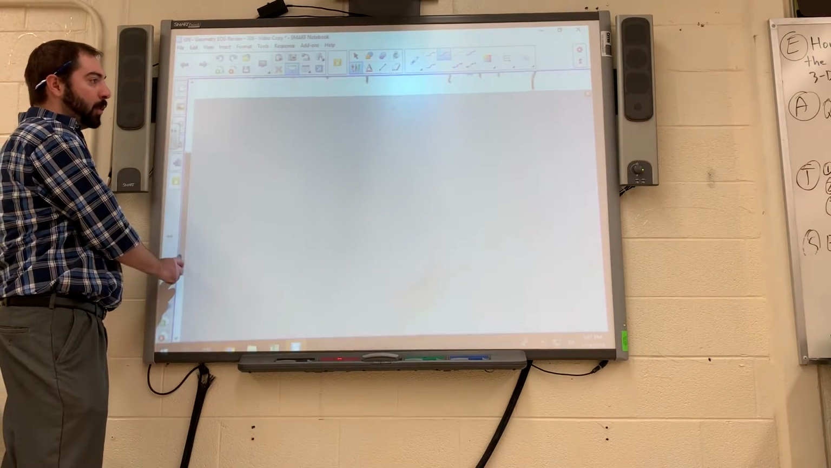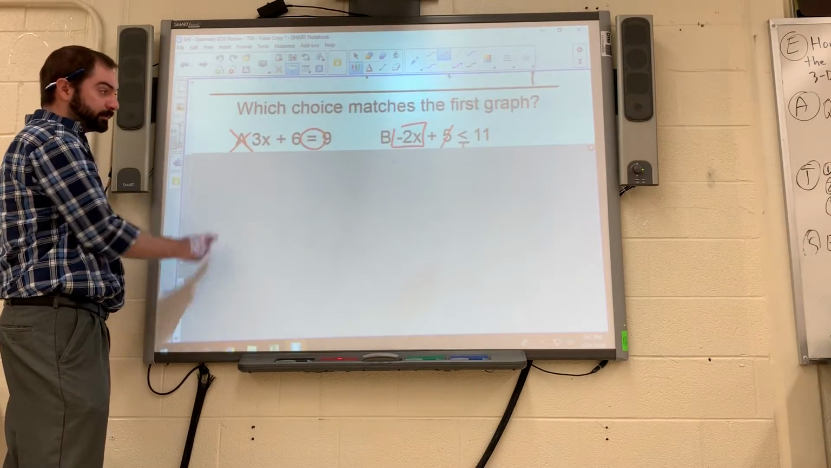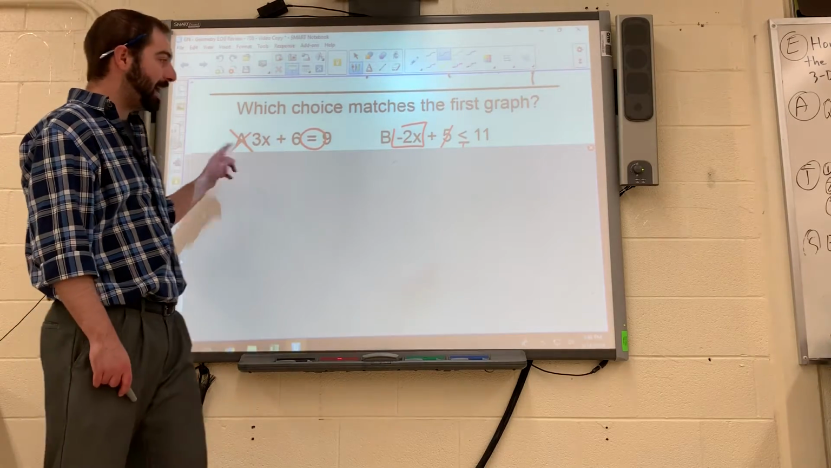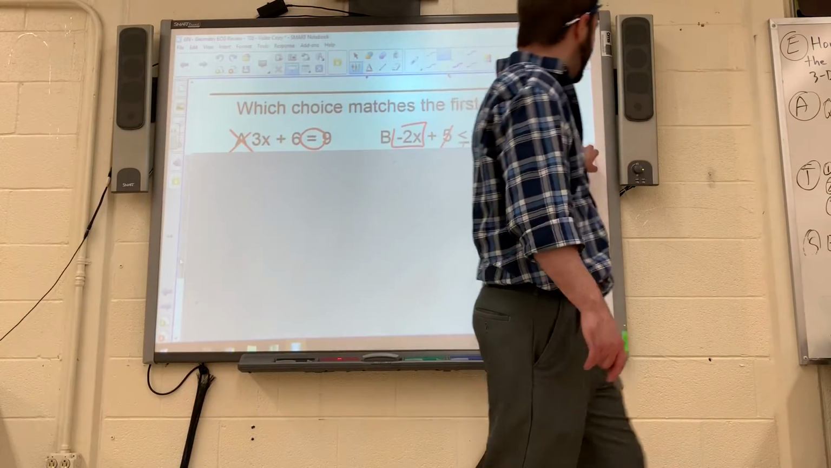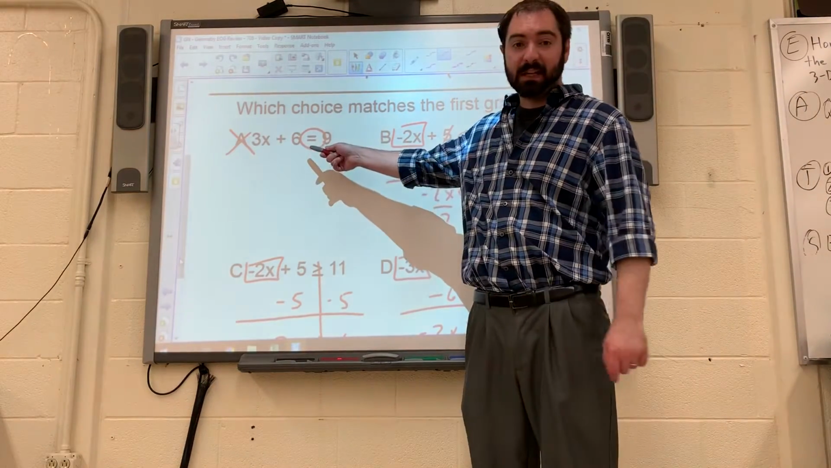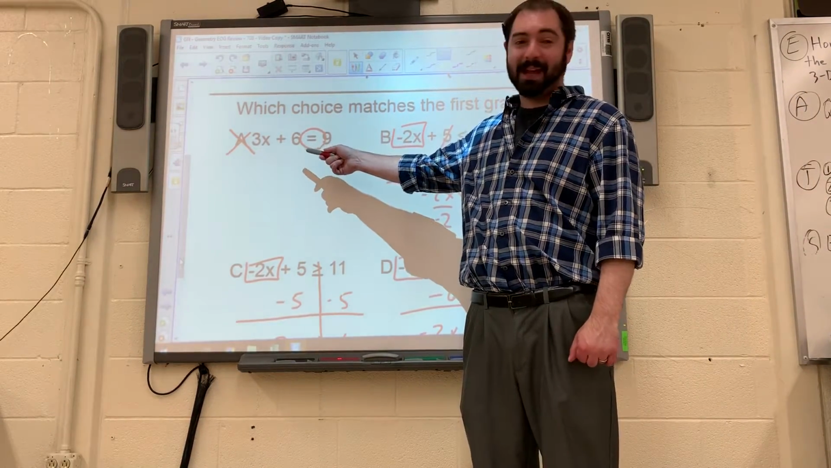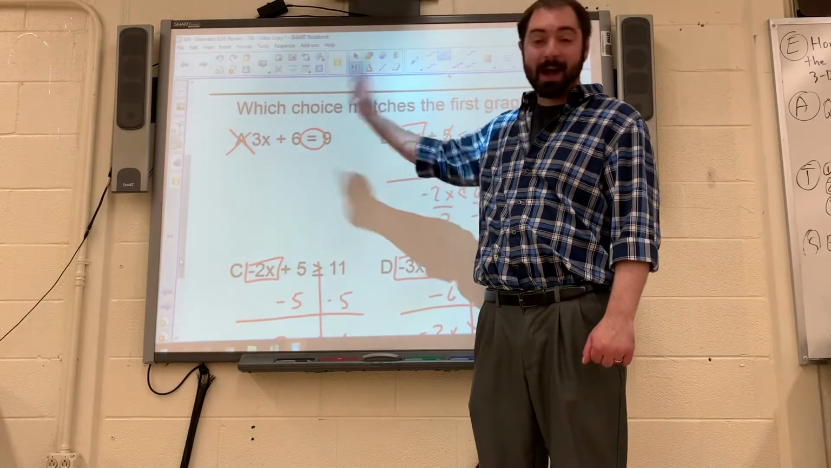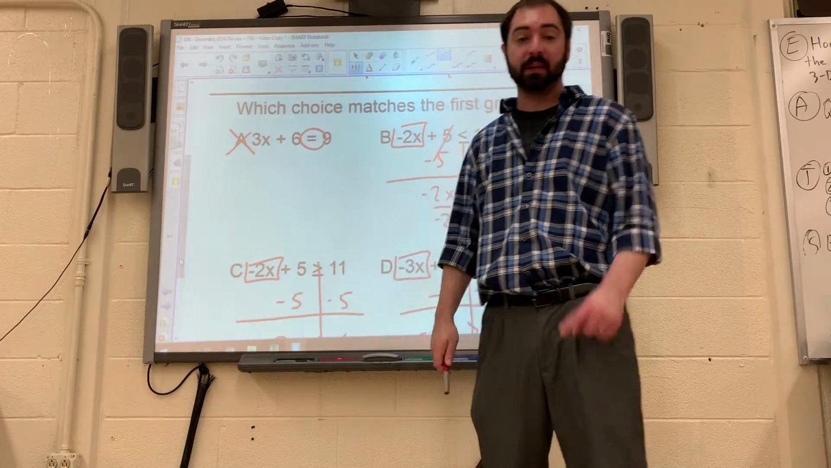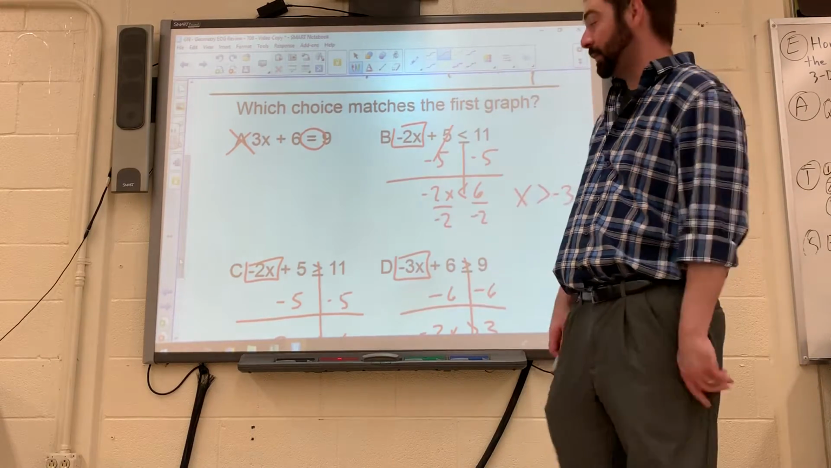Down below, there were 4 equations to solve. First thing is you kind of have to think about which ones can I eliminate. I eliminated A right off the bat. We're trying to see which one matches the first graph. This has an equal sign. It's not less than, it's not greater than, it's neither. So I'm not even solving that. Not wasting my time, because clearly I'm only going to get one answer, not an infinite number of answers.